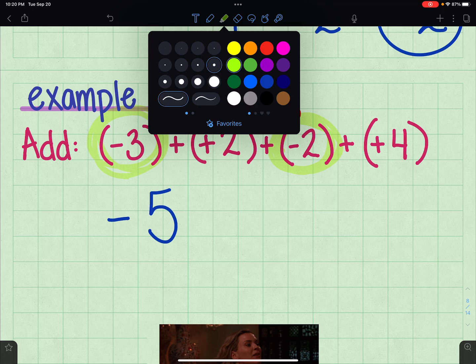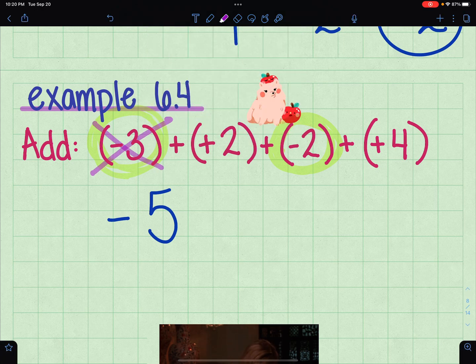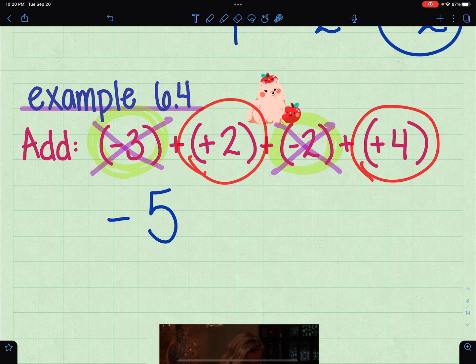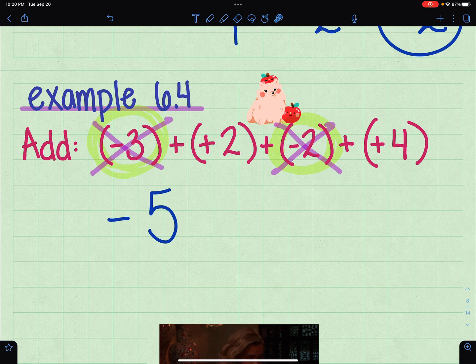Okay, so guess what? I can cross those out because I already dealt with the -3. I already dealt with the -2. What do we have left? We've got this +2 and this +4 that we have to add together. So you could just do 2 plus 4 is 6, right? But if you think about it in terms of the rules, they have the same sign. So we're going to add the absolute value of 2 and the absolute value of 4, which is 6.